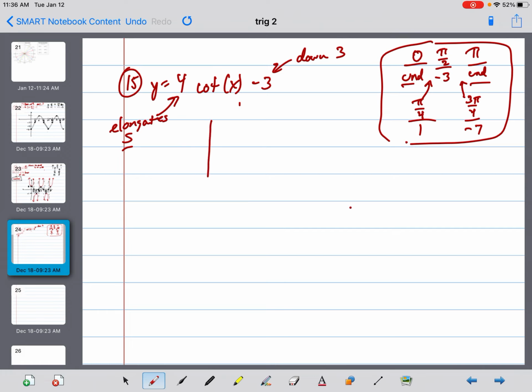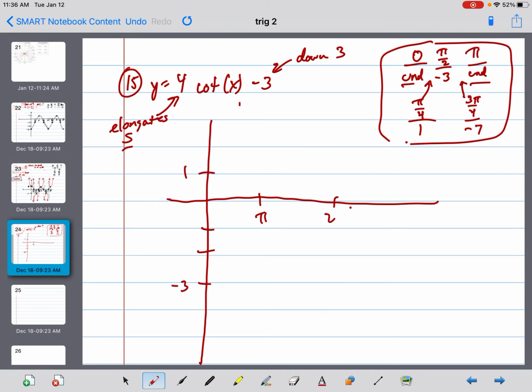So draw this in. All right, I'm going to draw this in. So here's +1. Here's -3. Okay, and it's actually going to go down to -7. But so if I call this pi, this 2 pi, and 0. So these are where it's undefined. It's undefined here, it's undefined here, and it's undefined at 2 pi.